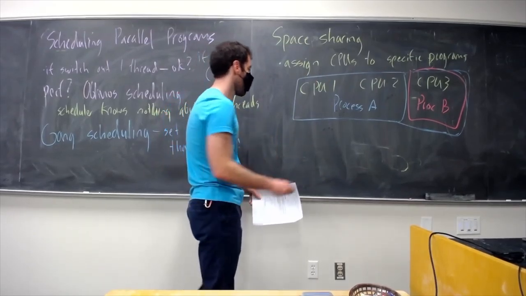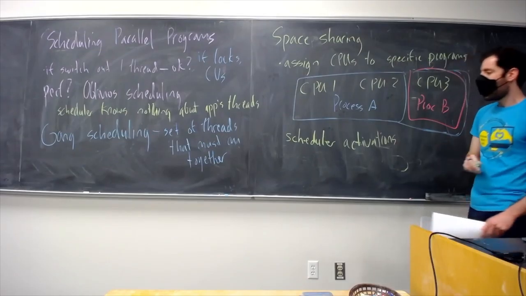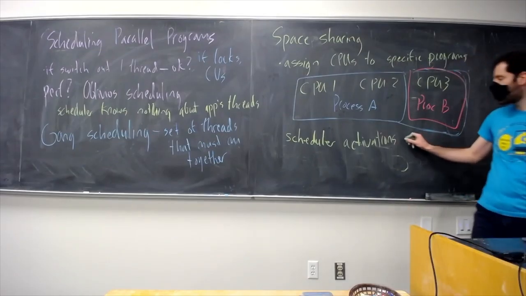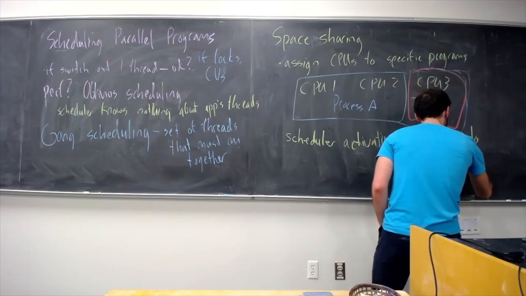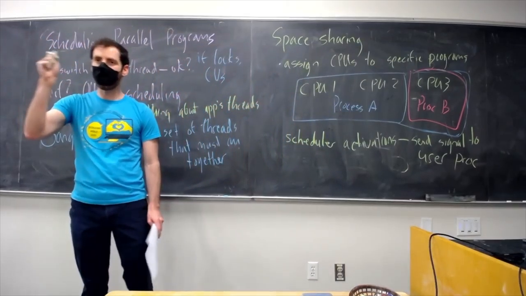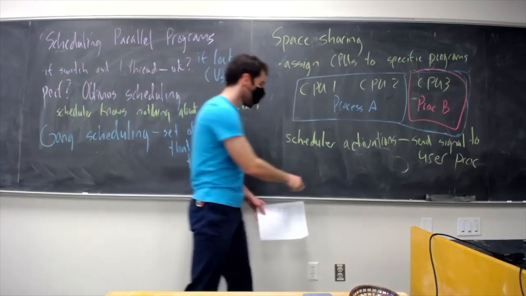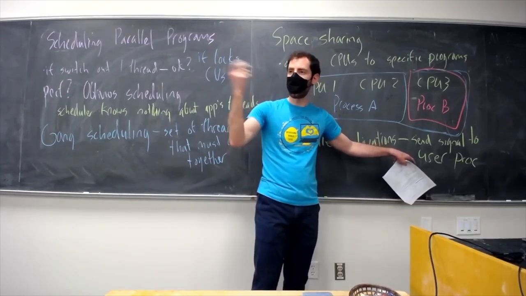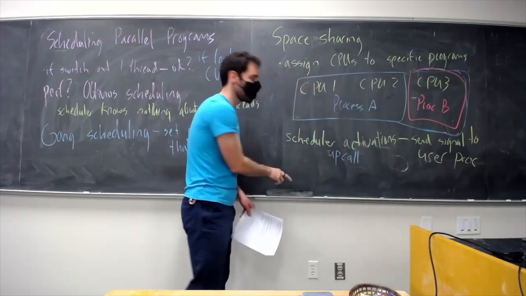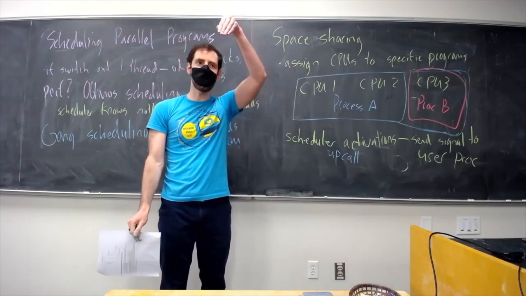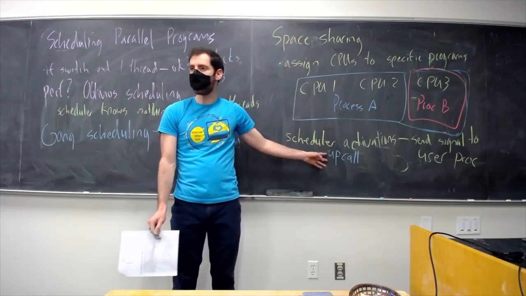And so we'll want something called a scheduler activation. When the scheduler makes this decision, the kernel is going to send a signal to the user process saying, hey, I've given you another processor, or hey, I've taken a processor away. This kind of sending a signal from the kernel to the user process, the more general, non-scheduling-specific idea, is called an upcall. We have system calls that go from the user down into the kernel, and if we have something that goes from the kernel up to the user, it's often referred to as an upcall.